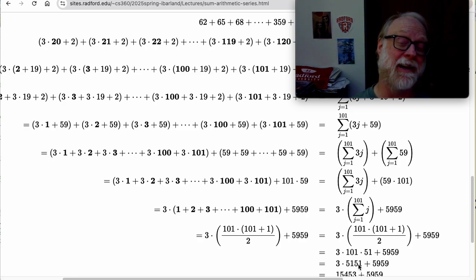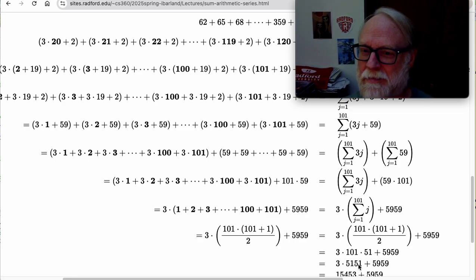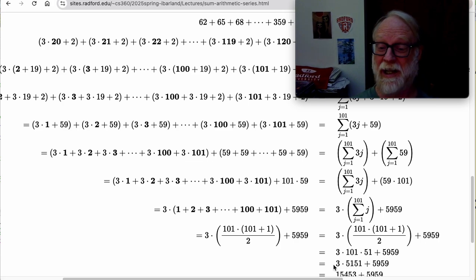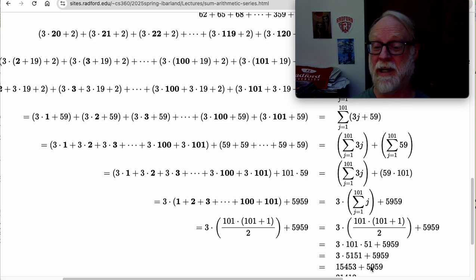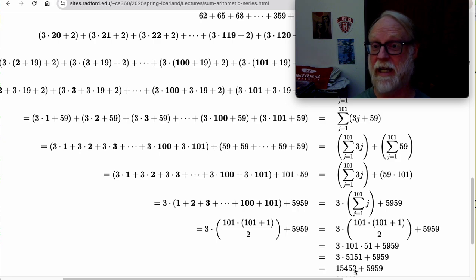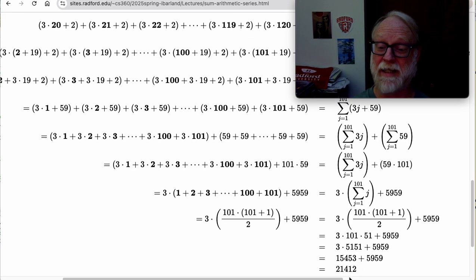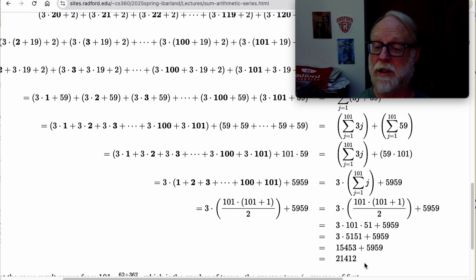We can actually do that in our head, right? I mean, you have to stretch your brain a little bit, but it's not that hard. It's 15,000 plus another 300 plus another 150 plus another 3. So 15,453 plus 5,959. And now we can add that in our heads. 9 plus 3 is going to be a 2, carry the 1, 5 plus 5 with that 1 carried is 11, so it's going to be 1, carrying a 1, 4 and 9 is 13, 14, okay, with a 4 as the next digit, yeah, we're going to get 21,412.